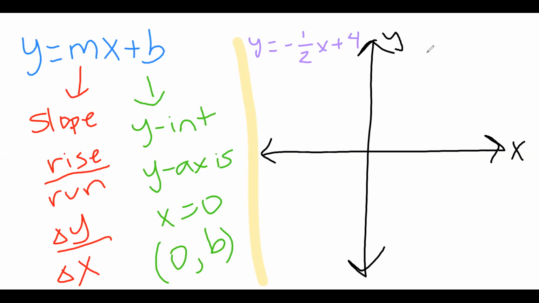And then there's going to be two things that we're going to look at. First thing first is our b. So this is our y-intercept. I'm going to go up 1, 2, 3, 4, and go ahead and put a dot right there at y is equal to 4.